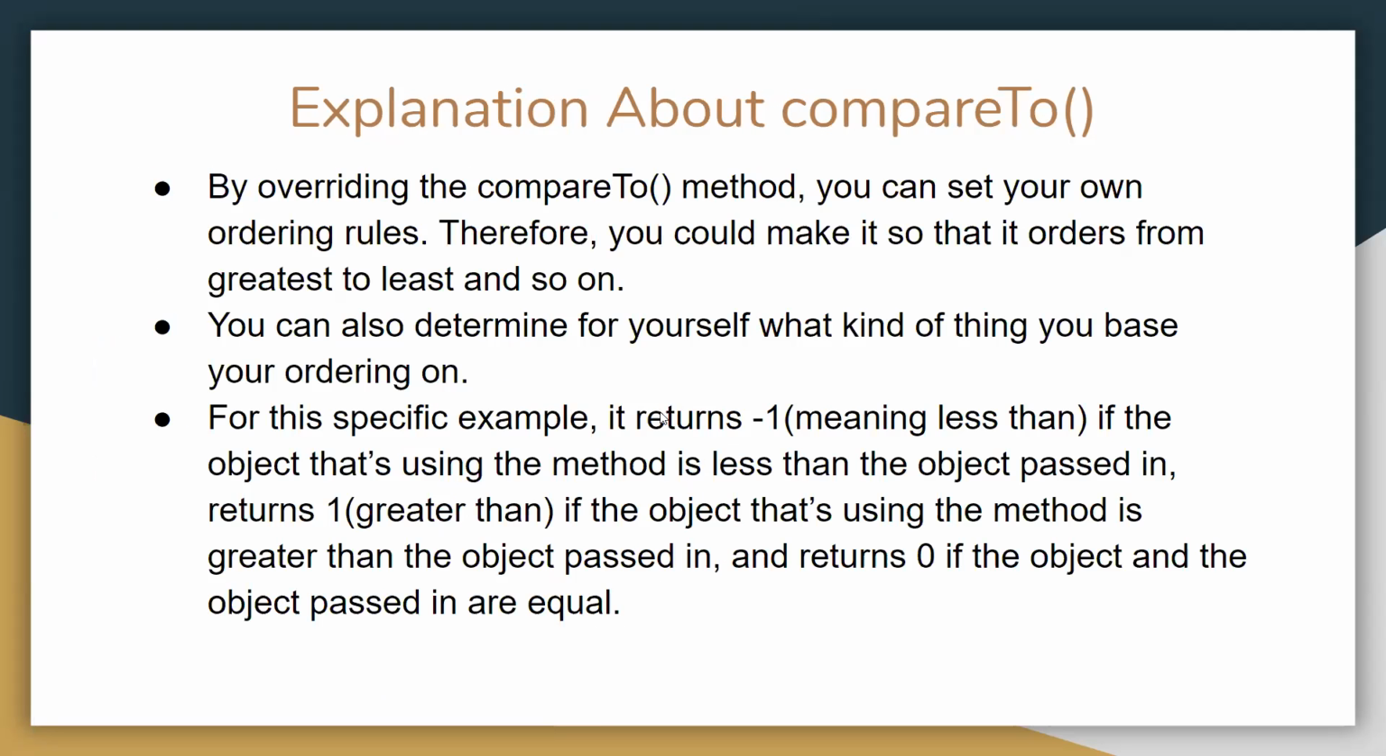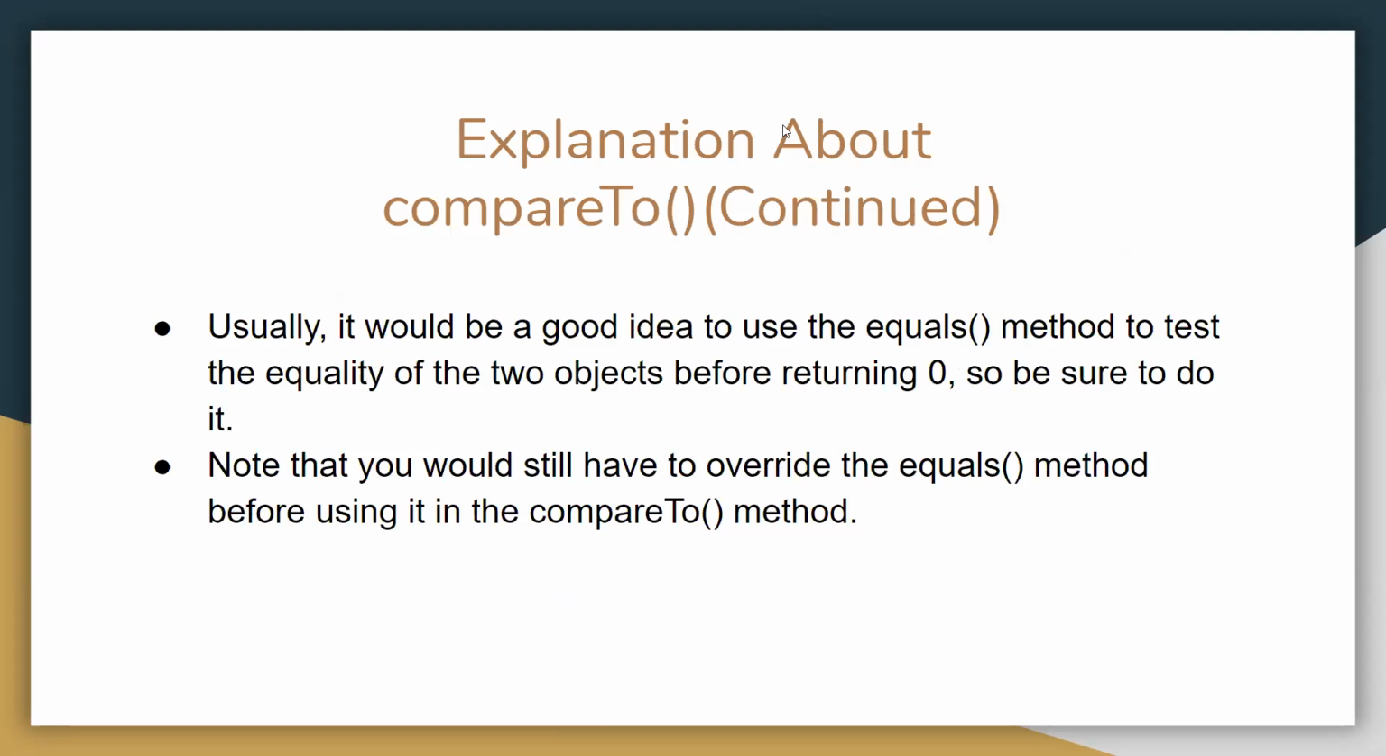All right, I went over that. Continued. So usually it would be a good idea to use the equals method to test the equality of the two objects before returning 0. Be sure to do it, since this means you're going to have to implement the equals method yourself. It's generally a good idea to test at the beginning of the comparative method, so that if they are equal, you don't have to run through all of that, and it saves some time.